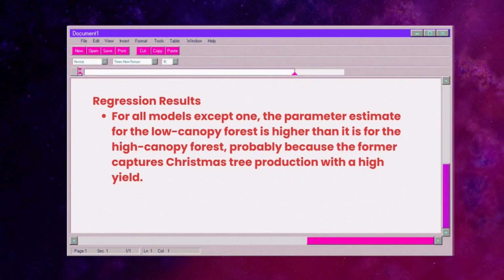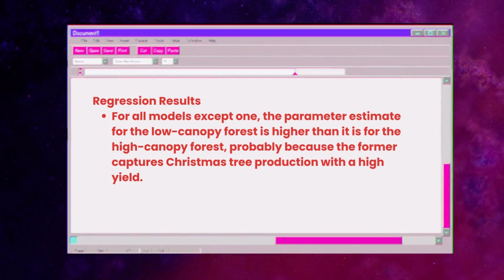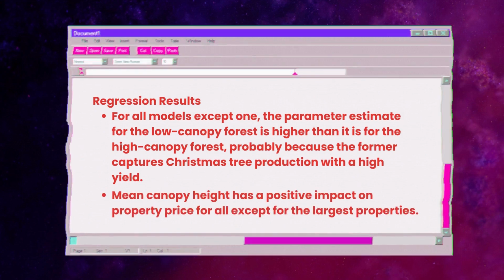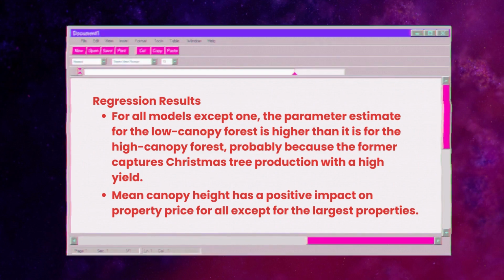Next is regression results. For all models except one, the parameter estimate for the low canopy forest is higher than it is for the high canopy forest, probably because the former captures Christmas tree production with a high yield. Mean canopy height has a positive impact on property price for all except for the largest properties.